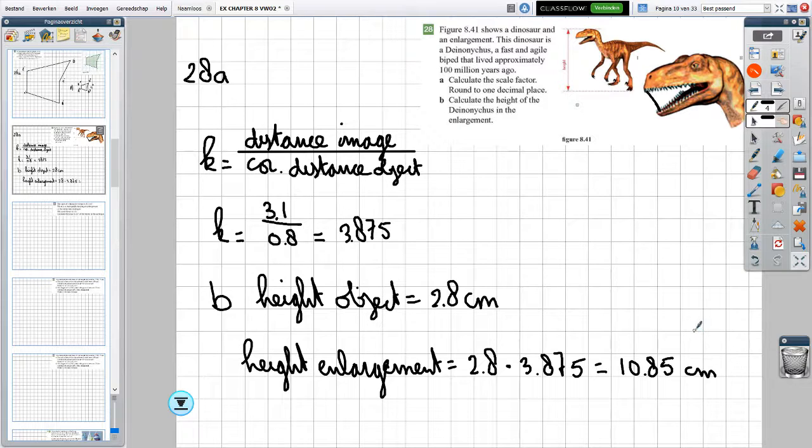Okay, good luck with the other exercises as well. Remember, sometimes you have to use your protractor to measure things. Good luck.